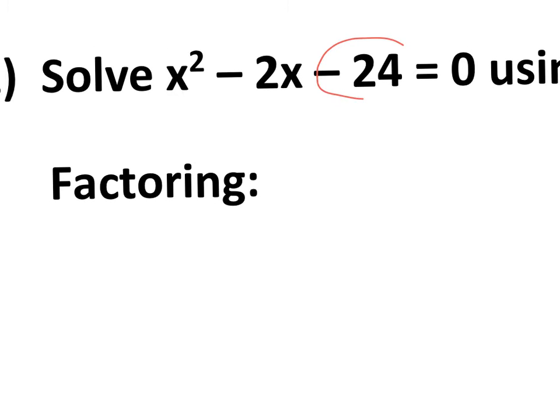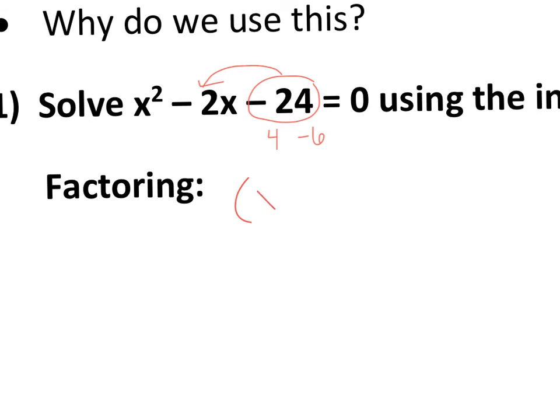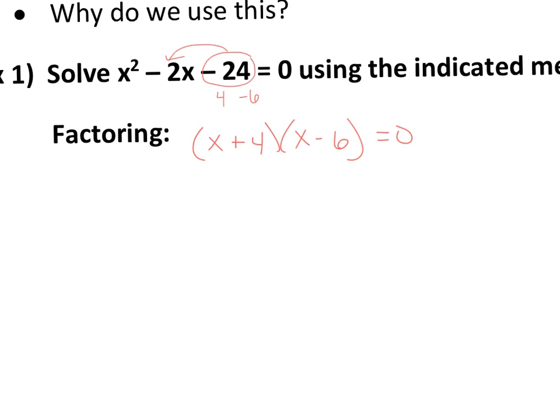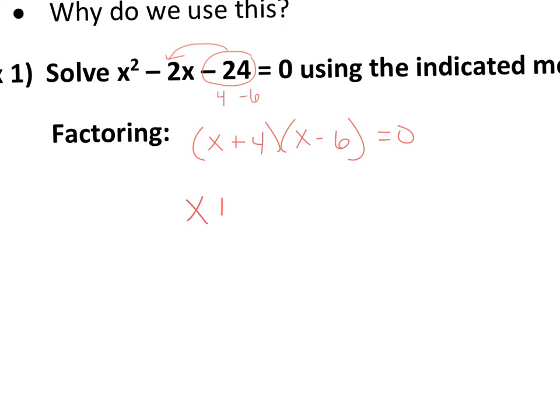We're looking for factors of negative 24 that are going to get us negative 2. And 4 and 6 kind of pop into my head, and then to get a negative 2, I'm going to put a negative on that 6. So my factors are going to be x plus 4 and x minus 6. Now, as a review, you're going to set each factor equal to 0 and solve. So we have x plus 4 equals 0 and x minus 6 equals 0. So x equals negative 4 and x equals positive 6.